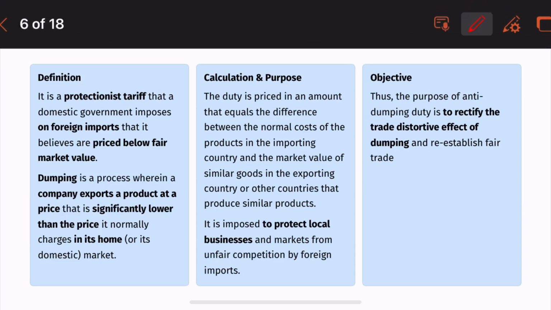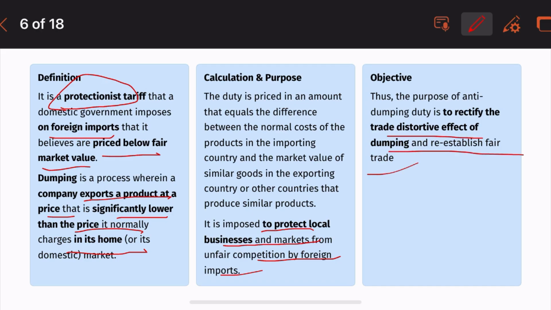So what is anti-dumping duty? It is protectionist. Who will get protection? The protection is given to domestic producers against foreign imports, because the price is believed to be below fair market value. Dumping is a process wherein a company exports a product at a price significantly lower than the price it normally charges in its home market. This duty is imposed to protect local businesses and markets from unfair competition by foreign imports. Thus, the purpose of anti-dumping duty is to rectify the trade-distortive effect of dumping and re-establish fair trade.